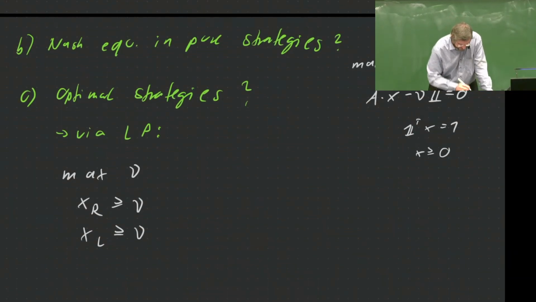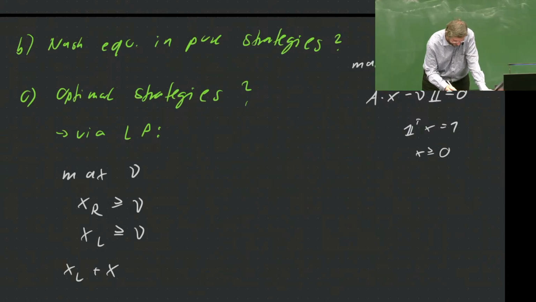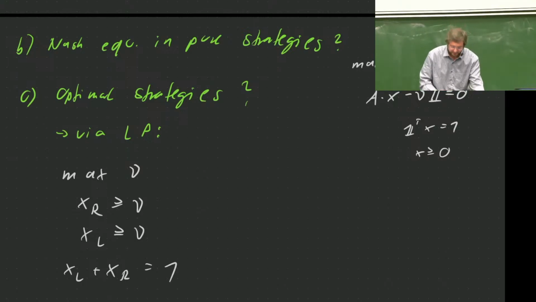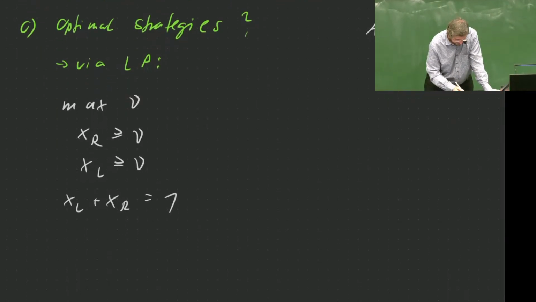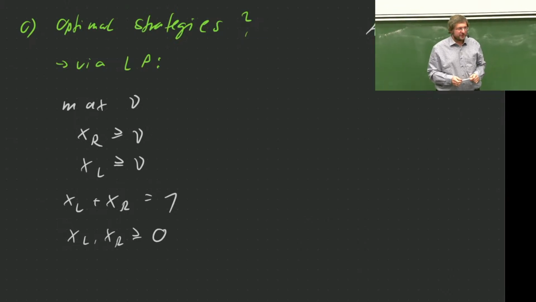And of course, we also have to add the condition that we have a strategy, so XL and XR sum up to 1. And, sorry, XL and XR are greater or equal to 0. Right? So that's the optimization problem.